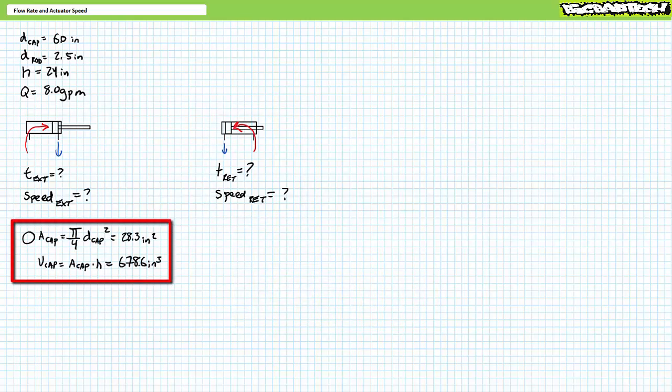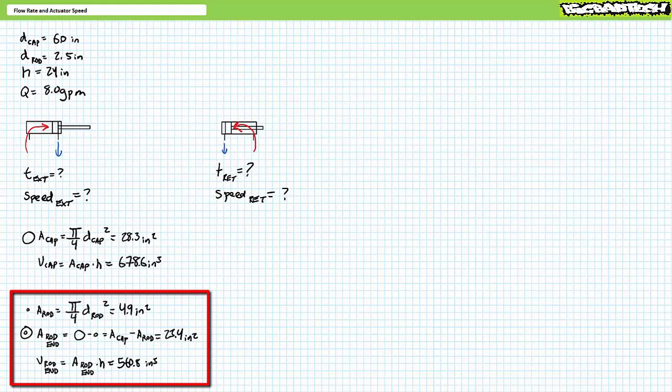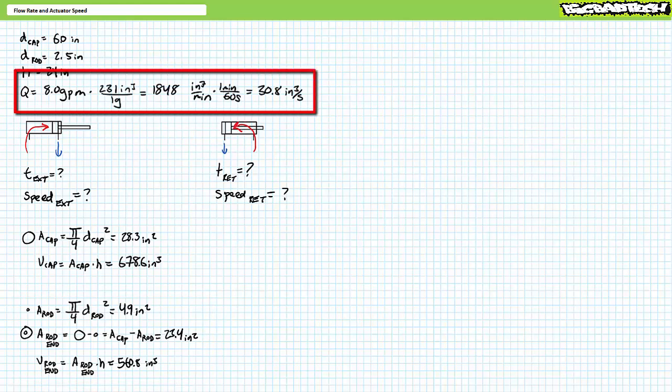The fully circular cap has an area of 28.3 square inches, and at full extension, the volume of the fully cylindrical cap end is 678.6 cubic inches. The ring-like annular rod end has an effective area of roughly 23.4 square inches, and the tubular rod end at full retraction has a volume of roughly 560.8 cubic inches. A chain unit conversion demonstrates 8 gallons per minute is equivalent to 1,848 cubic inches per minute, which is equivalent to 30.8 cubic inches per second.